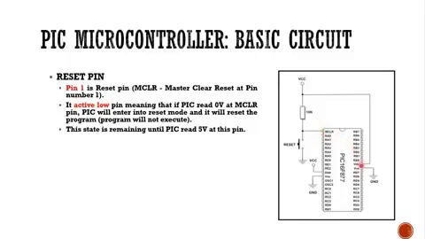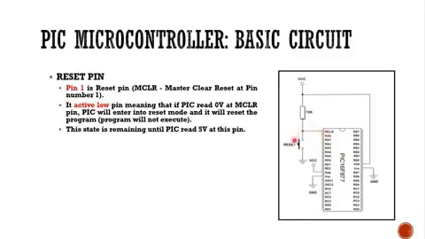So the circuit shown here is a basic switch circuit. We have a current limiting resistor, and this is a push button switch. Before the switch is pressed, 5 volt will enter into MCLR. So this means that the reset will be disabled.